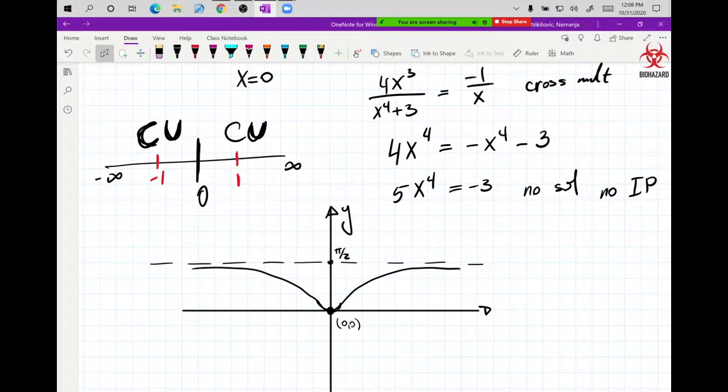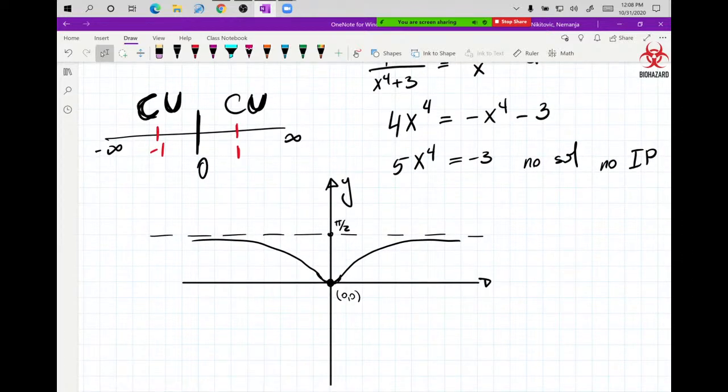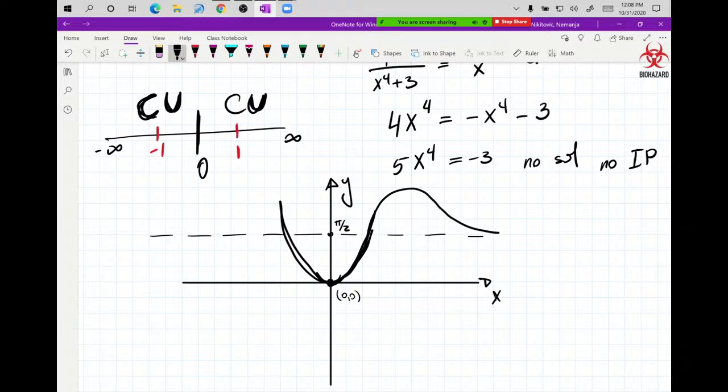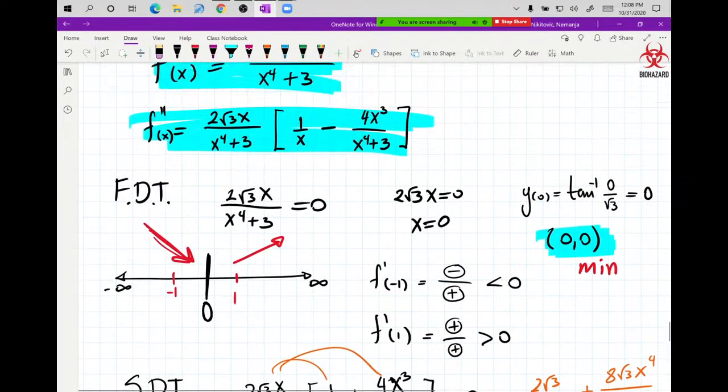So inverse tangent should always give us values between negative pi over 2 and pi over 2. This graph needs to look like this, but then that's just gonna hit, you know, that's just gonna hit like this. And I don't see it later bending down because I don't have a maximum. I don't have extrema of any kind. So something is wrong somewhere.